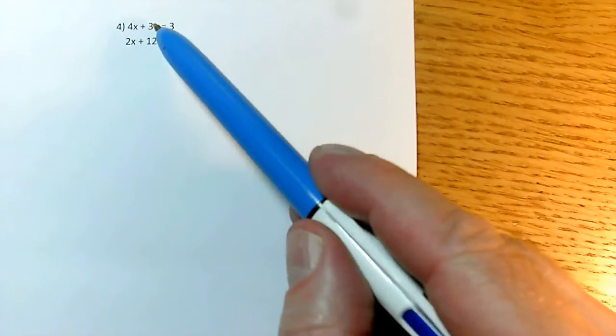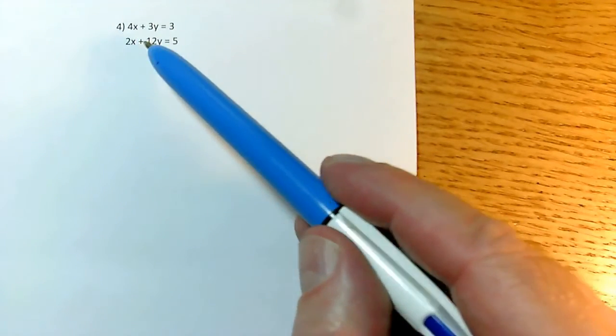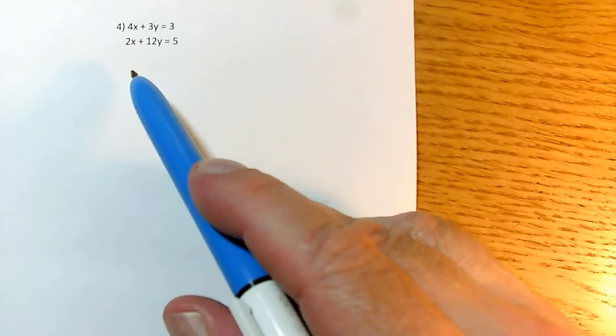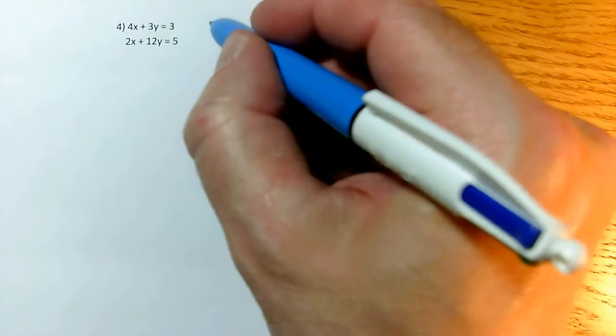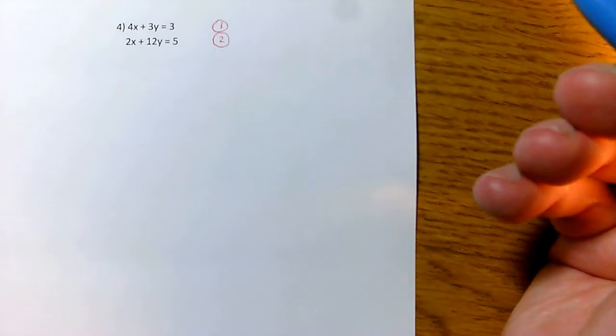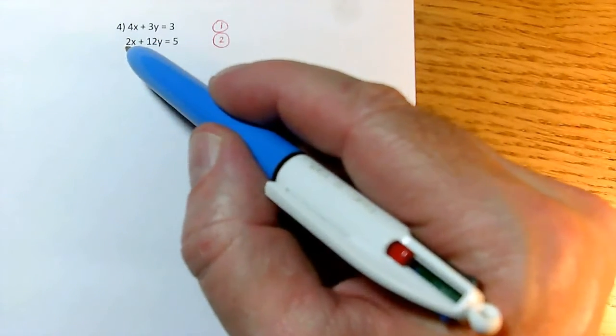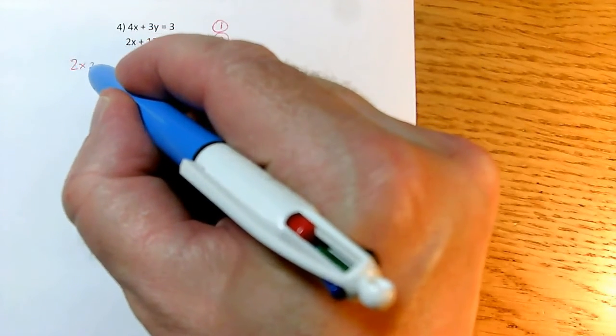You may notice I could get them both to have 12y by multiplying the top equation through by 4. But in fact, I can get smaller numbers if I make the x's match. So if I call this equation 1 and this equation 2, that's quite good to explain what you're doing. It turns out that to make the number of x's match, I need to make it 4x. So I need to change equation 2. I need to do 2 times equation 2.